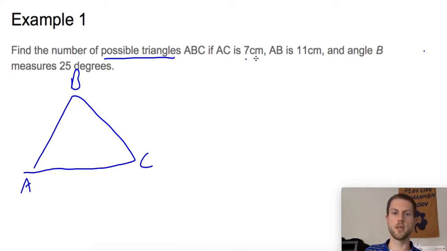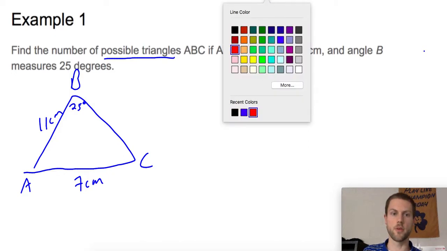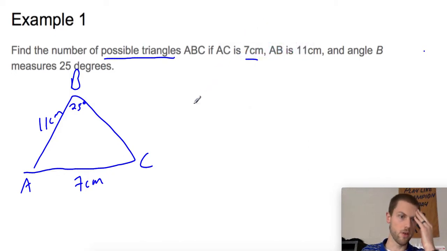So AC is 7 centimeters. AB is 11 centimeters. Angle B is 25 degrees. So we have to figure out how many different triangles I can make with this angle side-side configuration. So let's go to the law of sines to help me out with this. Really, the angle in question here is going to be this one, angle C.